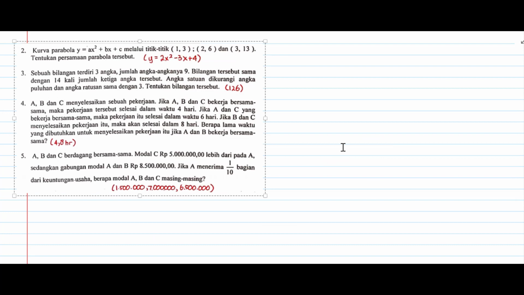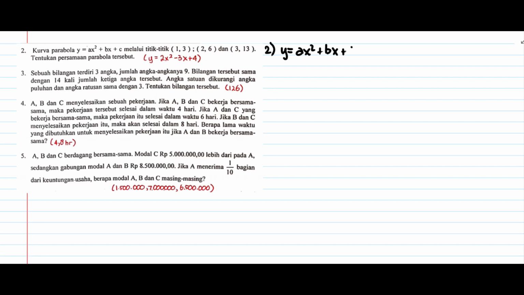Next is the word problem. Number 2. A parabola y equals ax square plus bx plus c passing through (1,3), (2,6), and (3,13). So this is the x and this is the y, right? We can replace the x and the y with the points.